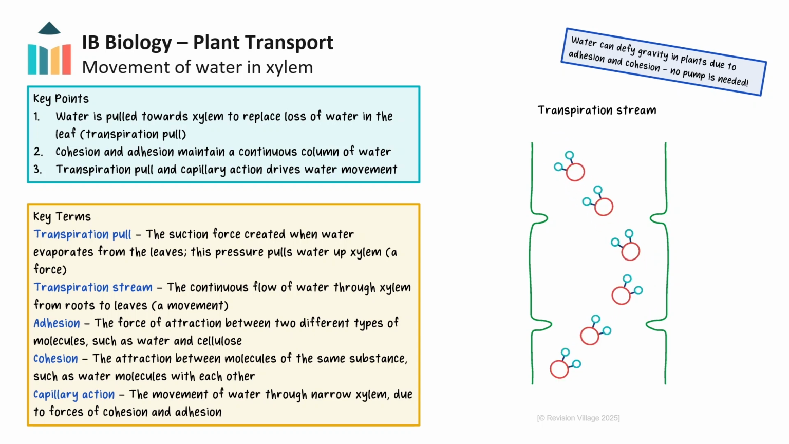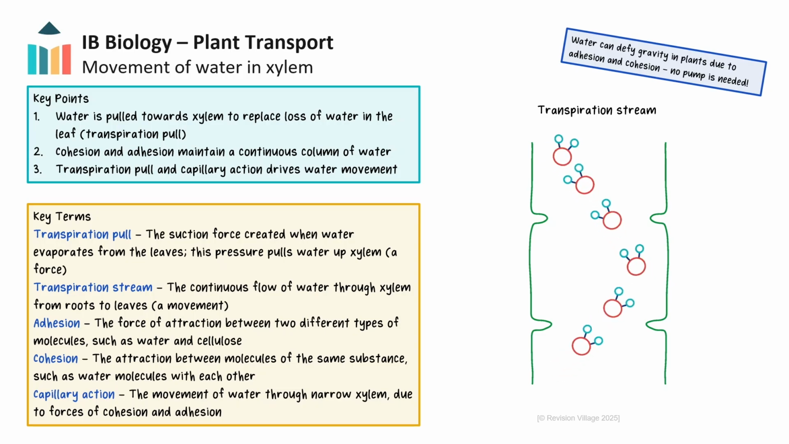This continuous upwards flow is possible because water molecules stick together, a property called cohesion, and also stick to the walls of the xylem vessels, a property known as adhesion. These forces help form a continuous unbroken column of water all the way from the roots to the leaves.